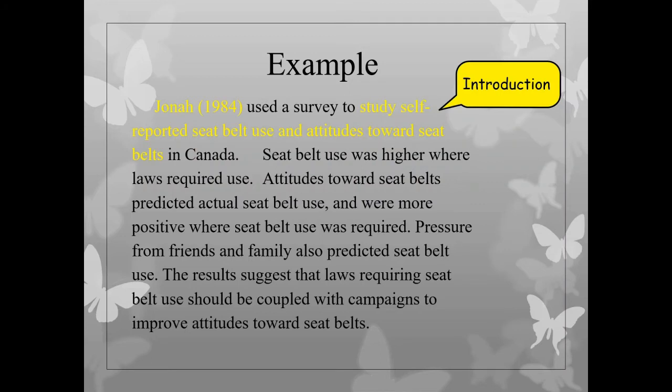Attitudes towards seatbelts predicted actual seatbelt use and were more positive where seatbelt use was required. Pressure from friends and family also predicted seatbelt use. The results suggest that laws requiring seatbelts should be coupled with campaigns to improve attitudes towards seatbelts.